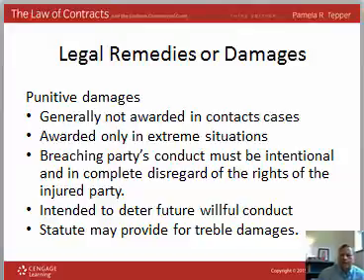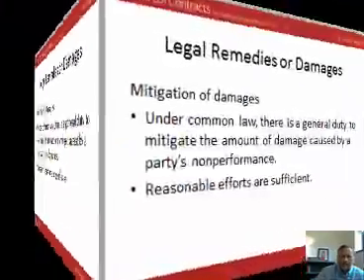And speaking of punitive damages, they're usually not awarded in contract cases. That's something that we see in the civil litigation realm, not in the contract litigation realm. They're only awarded in extreme situations where the breaching party's conduct is so egregious and intentional that they create this complete disregard for the rights of the injured party. And the court really wants to teach the breaching party a lesson that they never do something like this again.